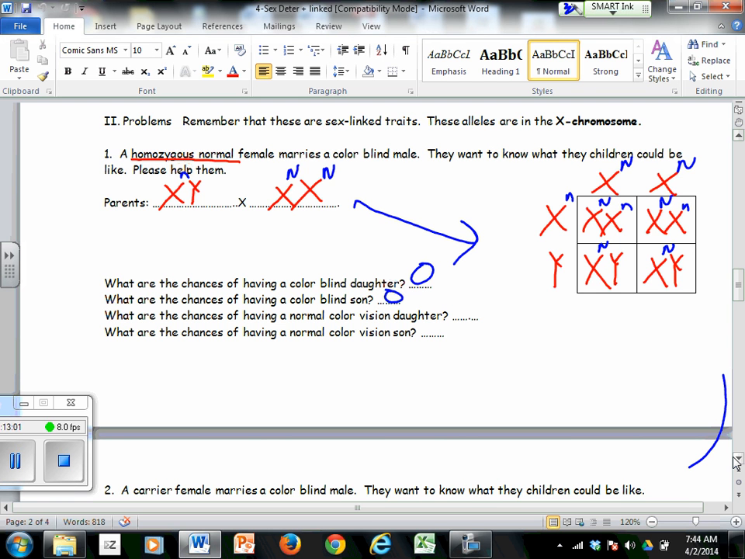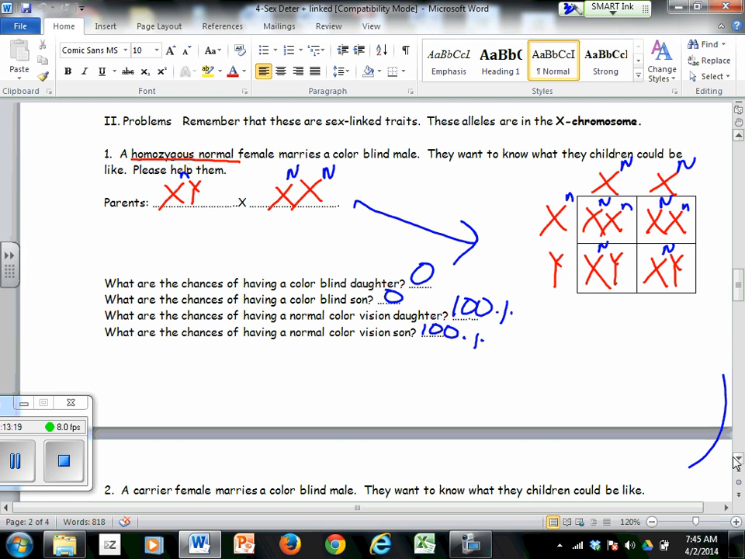Now, what are the chances of having a normal color vision daughter? 100%. If they have a daughter, she'll be normal. And what are the chances of having a normal color vision son? 100%.